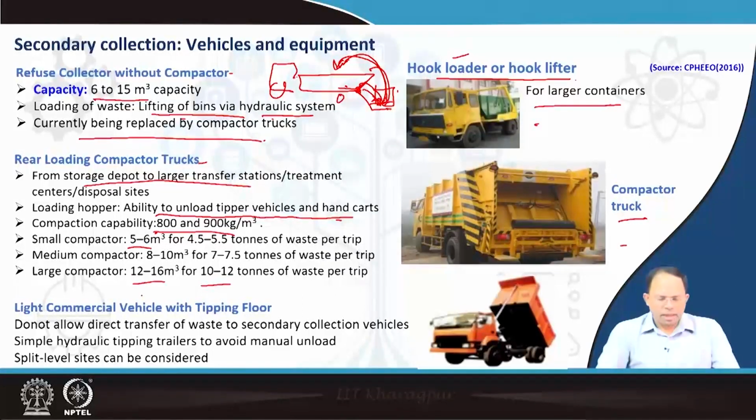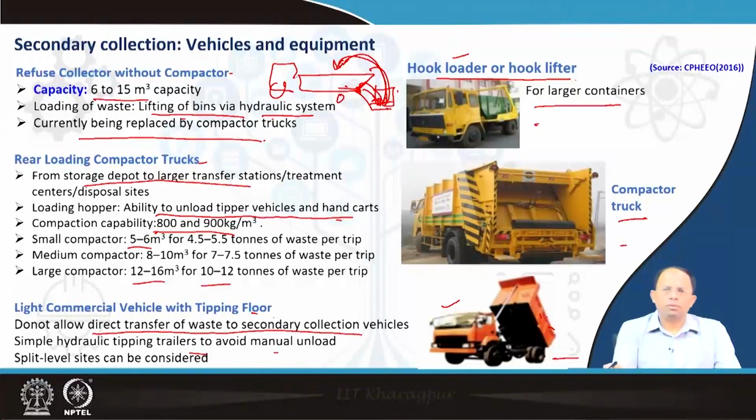will use. Then sometimes we can also use light commercial vehicles with tipping floats, or it could also be larger vehicles as well. The problem is they do not allow direct transfer of waste to secondary collection vehicles. In case of LCVs that we have learnt earlier, sometimes they do, sometimes they don't. Simple hydraulic tipping trailers only help in automatic unloading. But of course, if they unload it on the ground, manually we have to load it to the next vehicle or to the compactor unit or wherever it is.